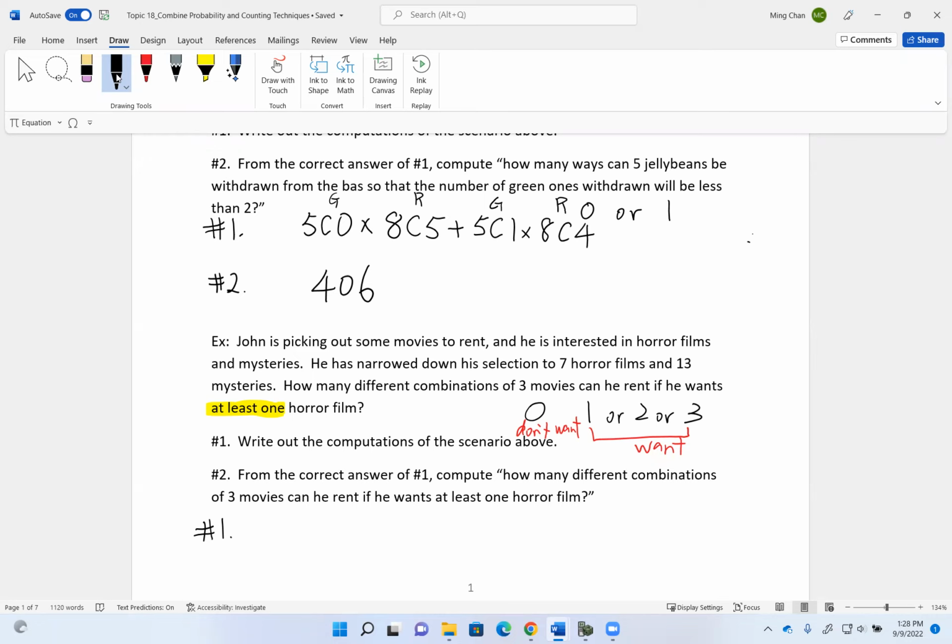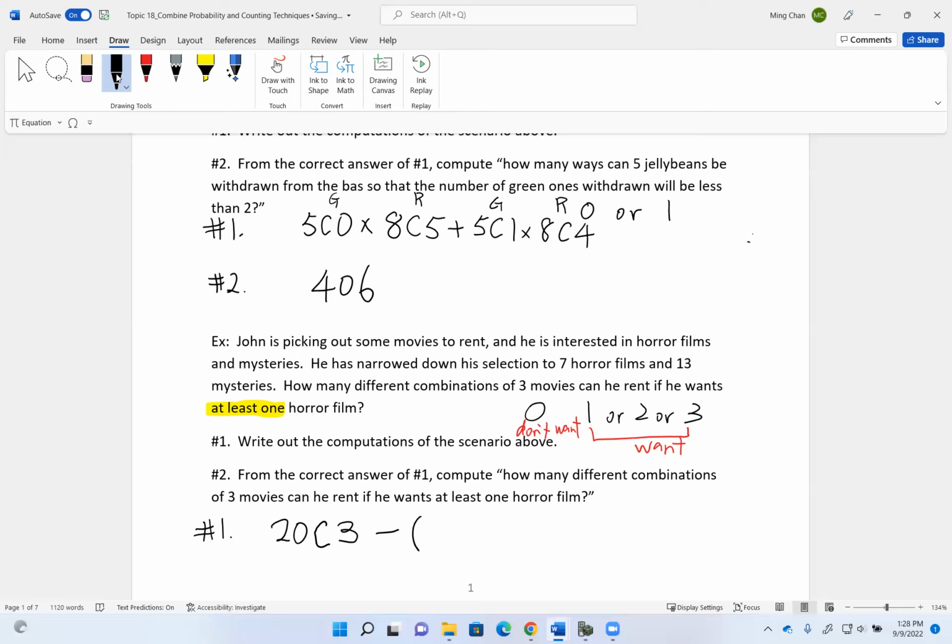If you think about it, there are 20 movies. 7 plus 13 is 20 movies altogether. He's choosing 3 of them total. It doesn't matter which 3, the order does not matter, so that'll be using a combination. So that's the total. Take the total, subtract what we don't want, which is 0 horror films.